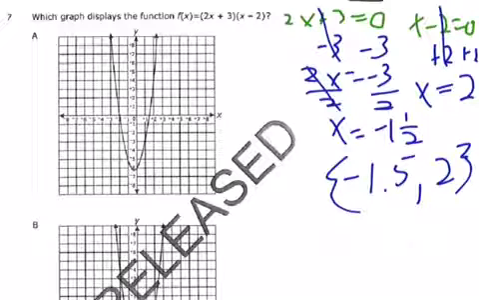So right away, I can go ahead and look at this one. That's at negative 2. That's not negative 1.5. And this is at 1.5. That's not 2. So I already know it's not A.